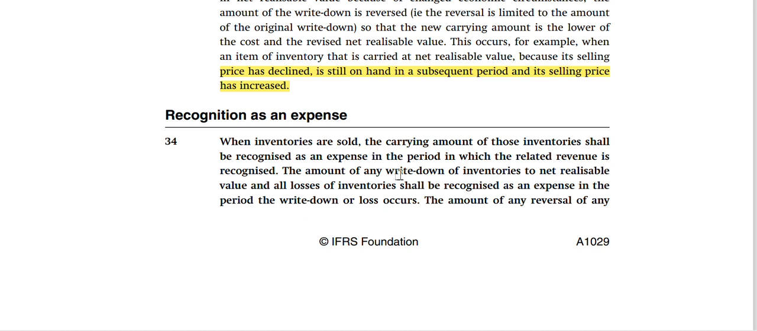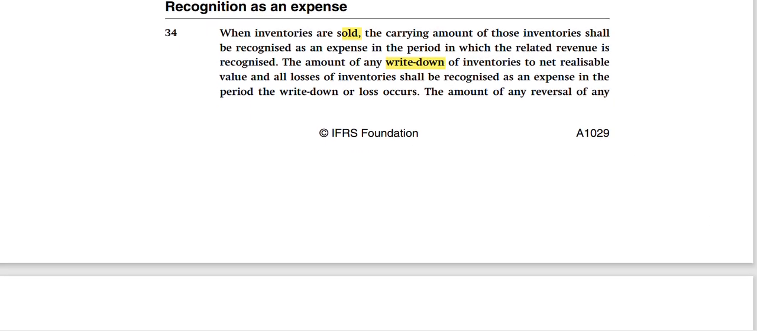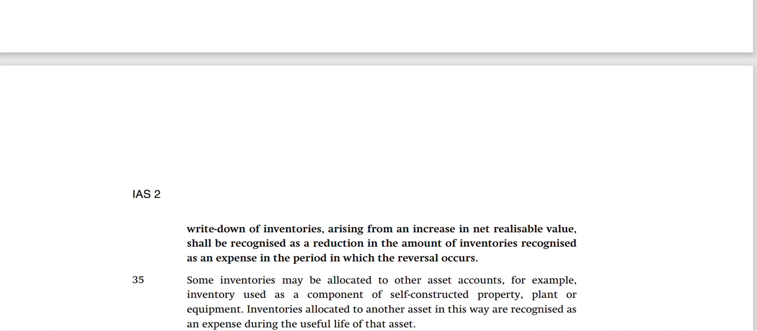Right, so the write-down as well as the sale of inventory are the main triggers of expenses. Now let's look at what comes next. The amount of any reversal of any write-down of inventory arising from an increase in net realizable value shall be recognized as a reduction in the amount of inventories recognized as an expense in the period in which the reversal occurs. So if there is a reversal in the current year, it should be taken into account as a reduction in the cost of sales.